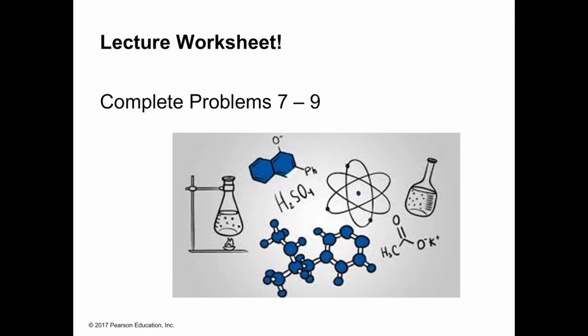Go ahead and complete worksheet problems number 7 through 9. This will help get you some practice on figuring out how many electrons go in each one of the orbitals. Once you're done, go ahead and come back and we will continue on with the lecture.